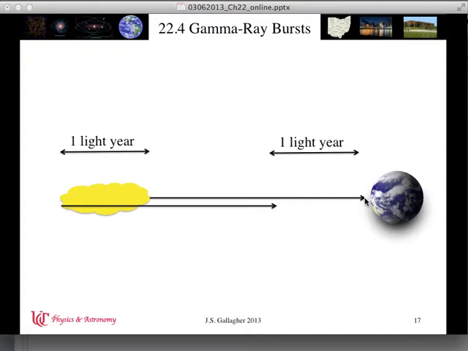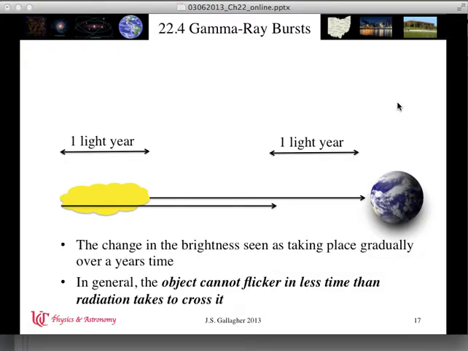And it's not going to fully show us its full brightness until the last photons arrive, which are going to arrive 1 light year later. So what we're going to see on the Earth is not an instantaneous brightening of this thing. We're going to see a gradual brightening over the course of 1 year for this particular object. This tells us that this object is about 1 light year in size. So in general, you can pretty much state that an object can't flicker unless it takes radiation, light, to actually cross that object.